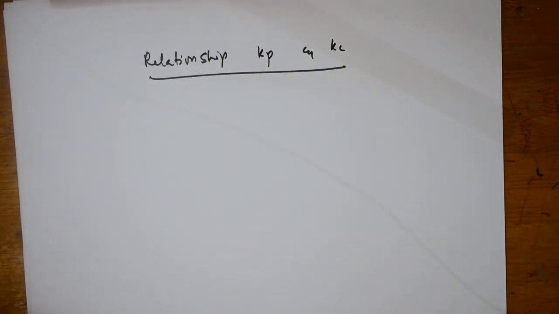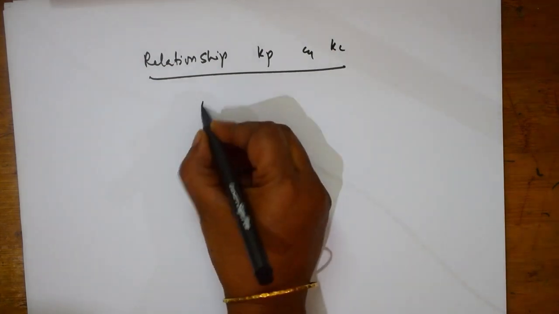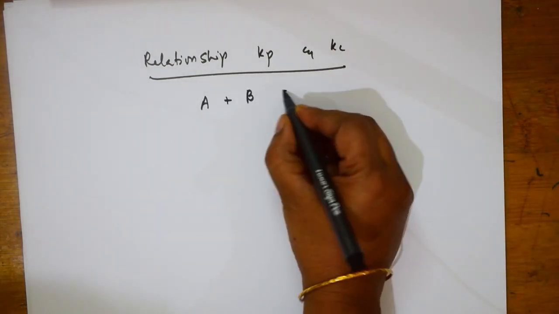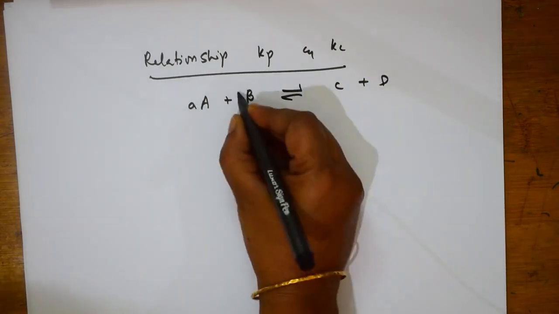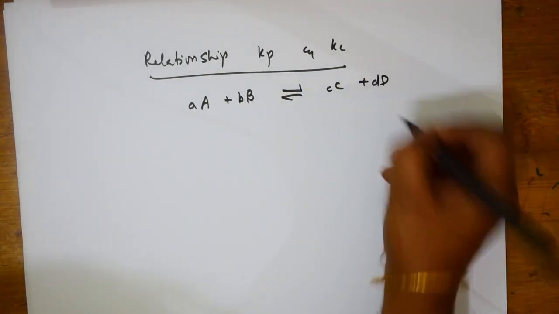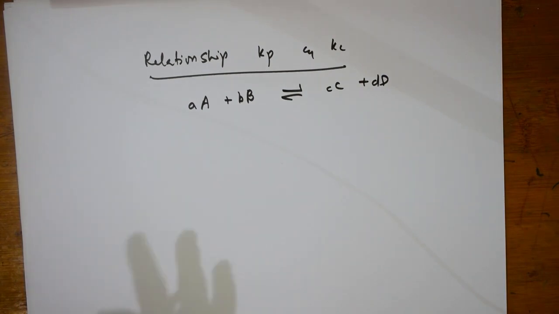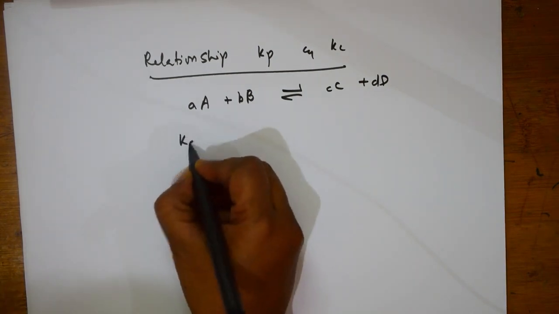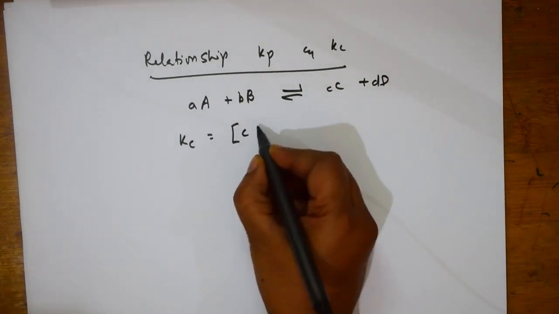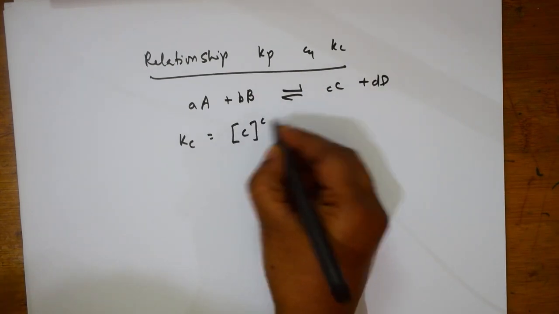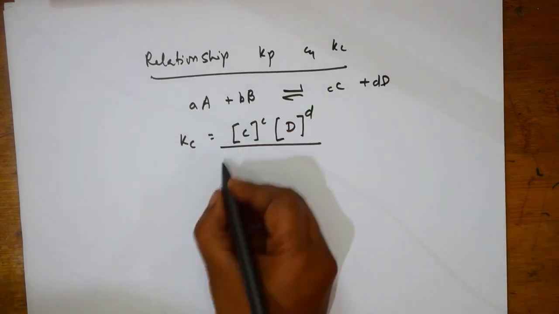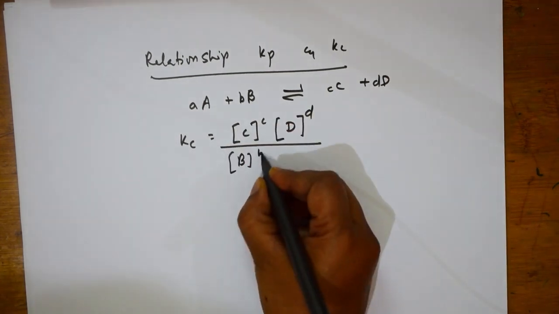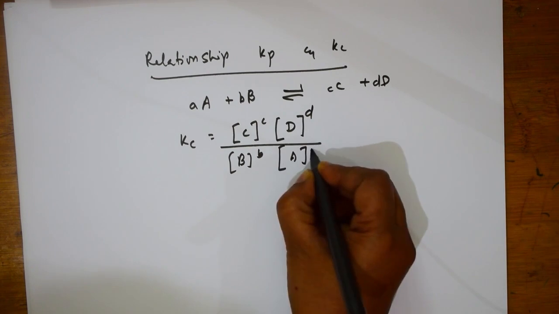So when I have to write about this, let me take an example first. I have a reaction, reactant A combining with reactant B, in an equilibrium state with product C and product D, with coefficients small a, small b, small c, small d. Correct? Yes. Now according to Kc, what should I write? Equilibrium constant, product C raised to its coefficient c, product D raised to its coefficient d, over reactant raised to its coefficient, reactant raised to its coefficient.